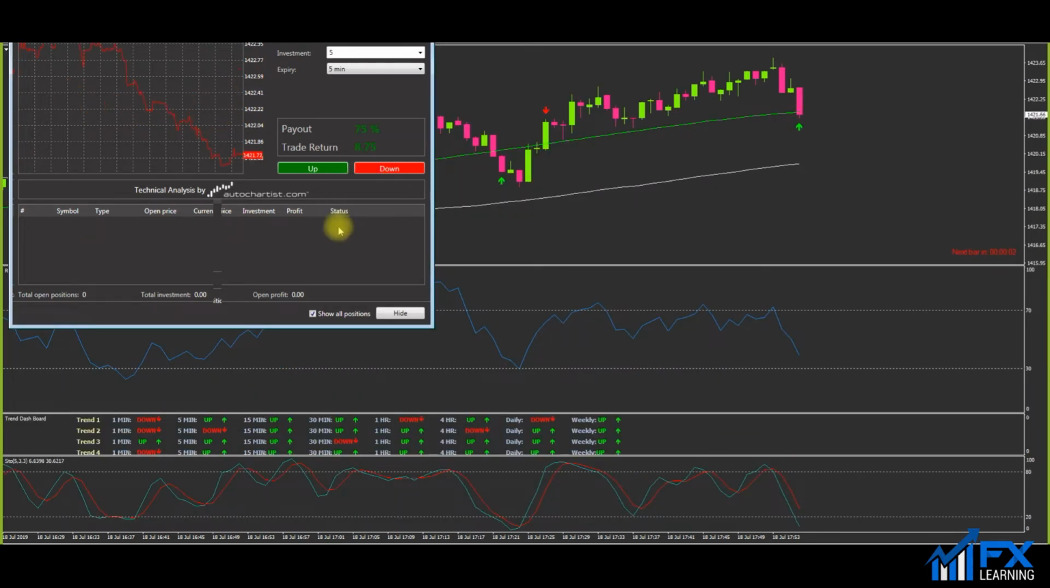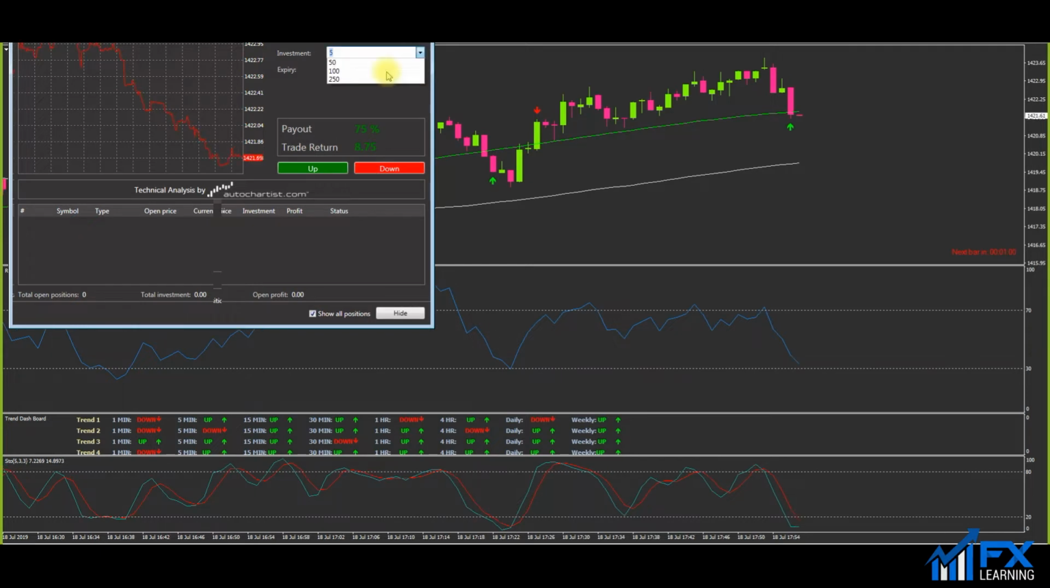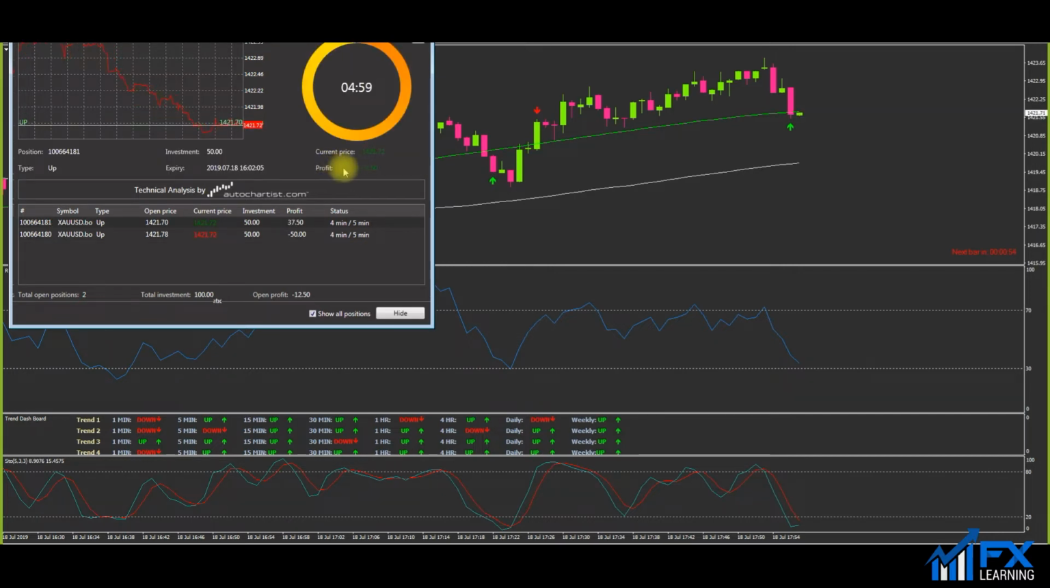In fact, I'm going to take a signal for 5-minute expiry and I'm going to go for 50 quid. So I'm taking that up now. In fact, I'll take 2. Right, okay. So I quite like this setup on gold, even though it's not necessarily inside of the zone.